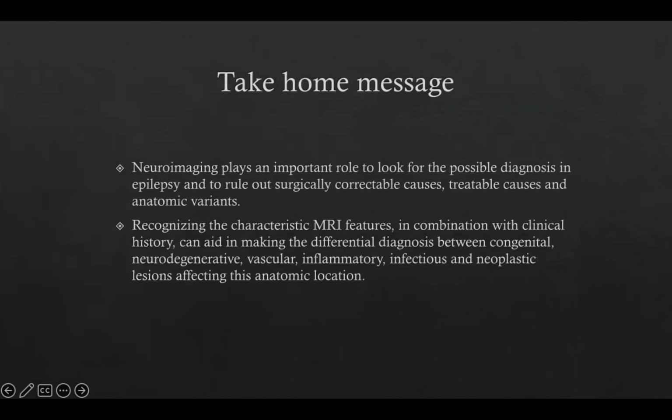Basically, my take-home message is that neuroimaging is important because we want to look for the possible diagnosis. Some of these diagnoses are surgically correctable. Some are treatable. And some can be because of anatomic variants. But sometimes the MRI may not have a characteristic feature, or it may have overlapping features. Thus, it is also important for us to correlate it with clinical history and think of other differential diagnoses that could also be part of the epilepsy causes, for example, vascular causes, inflammatory causes, and infectious causes.